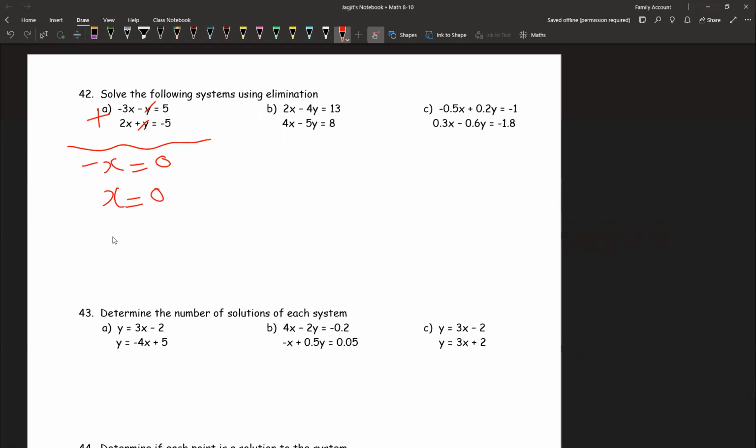X is 0. To get the y value, you can plug it in into either one of those equations. So let's say you plug it in into the first one. So minus 3 times 0 minus y is equal to 5, which means minus y is equal to 5. Move the negative to the other side. Y is equal to minus 5. So x is 0, y is minus 5.